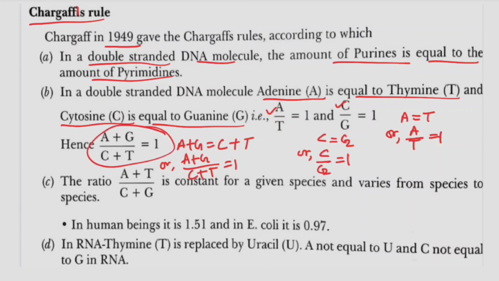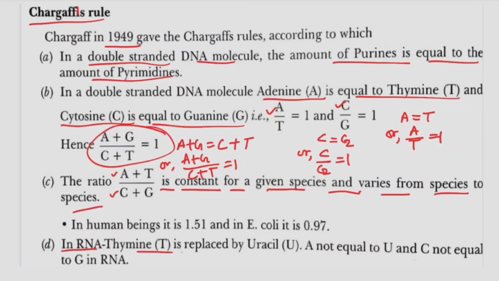Okay. Another important thing we have to remember is that the ratio of A plus T to C plus G, A plus T by C plus G, is constant for a given species and varies from species to species. That means in humans, A plus T by G plus C will be a constant value. Okay, and it varies from species to species. That means humans will have a certain A plus T by G plus C ratio. On the other hand, for example, chimpanzees and gorillas will have a certain amount of this ratio.